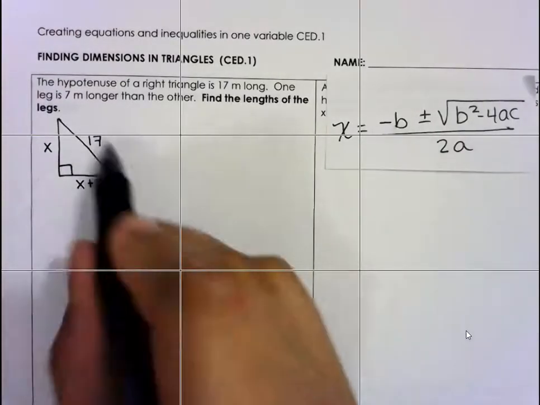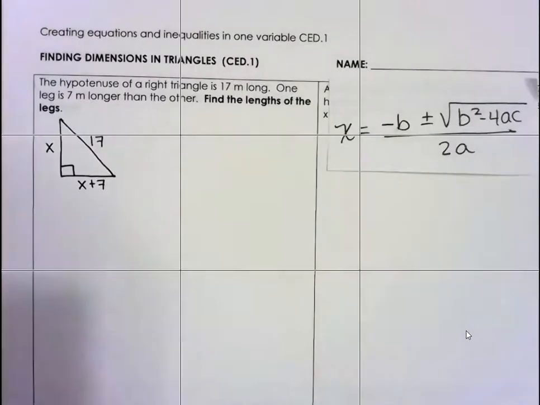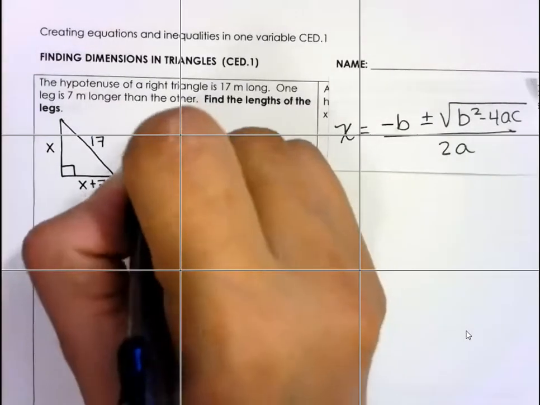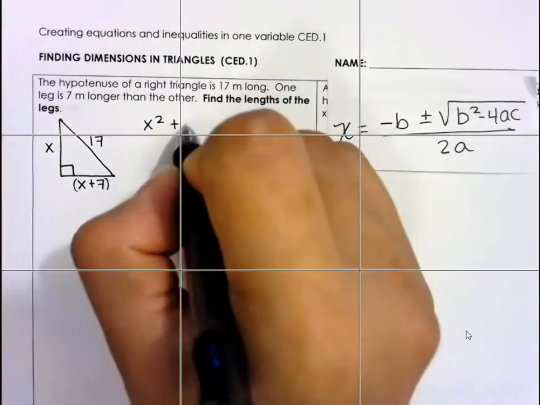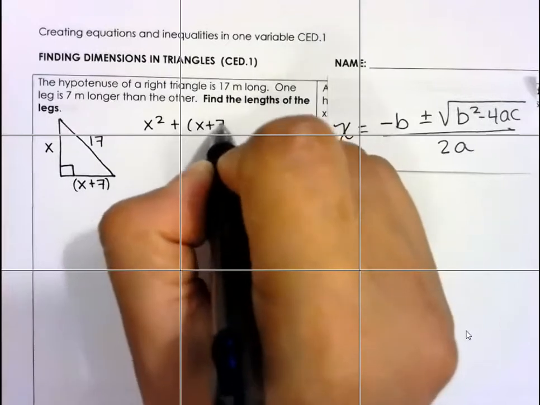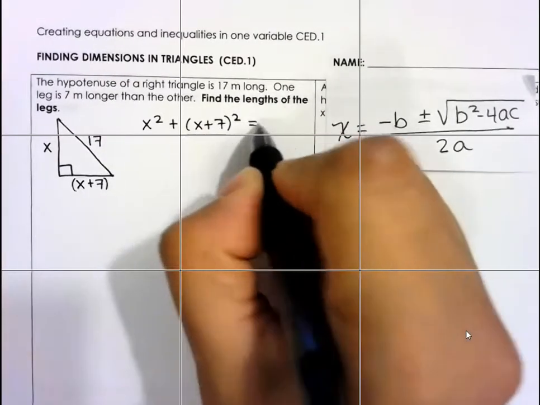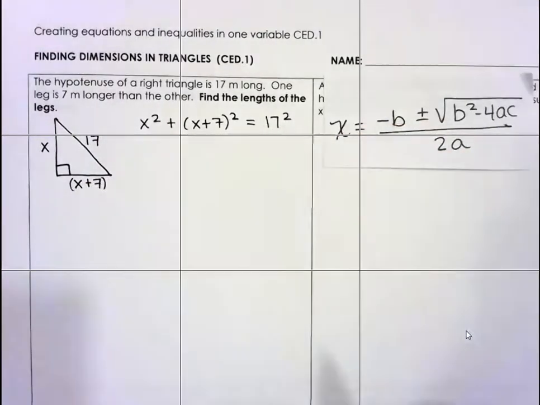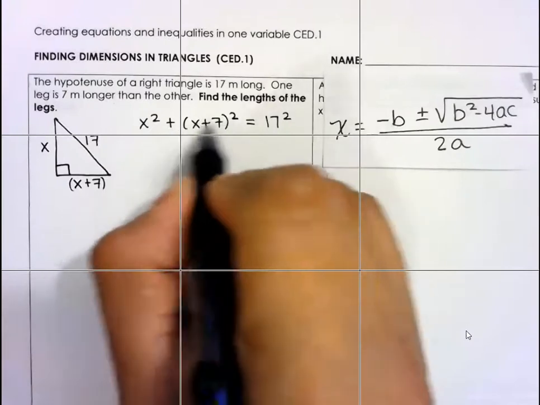We're going to use the one relationship that we can have with all three sides in a triangle, and that is the Pythagorean theorem. And so we know that x squared plus this leg, (x plus 7) squared, notice that I placed that in parentheses, equals the hypotenuse squared. Okay. This is x squared. This we have to multiply out.